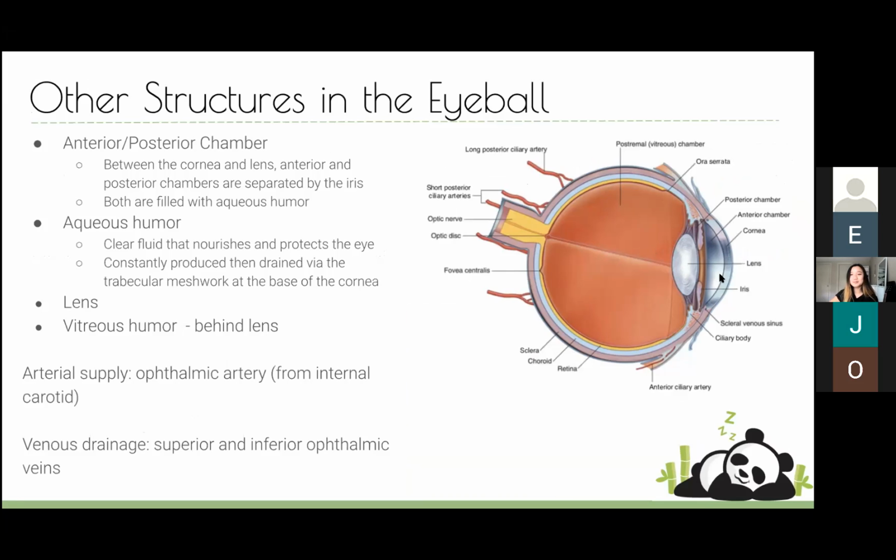Both of these, the anterior and posterior, are filled with aqueous humor, and that's just fluid that nourishes and protects the eye, and it's constantly made and drained. If it doesn't drain, bad things happen. You've got your lens, and then vitreous humor in the chamber. It's supplied by your ophthalmic artery from your internal carotid. As I mentioned before, the internal carotid does the brain and CNS apart from the ophthalmic, because it comes here to your eye. And then venous drainage is via superior and inferior ophthalmic veins, and they're actually usually 4, so boom, boom, boom, boom, like that.